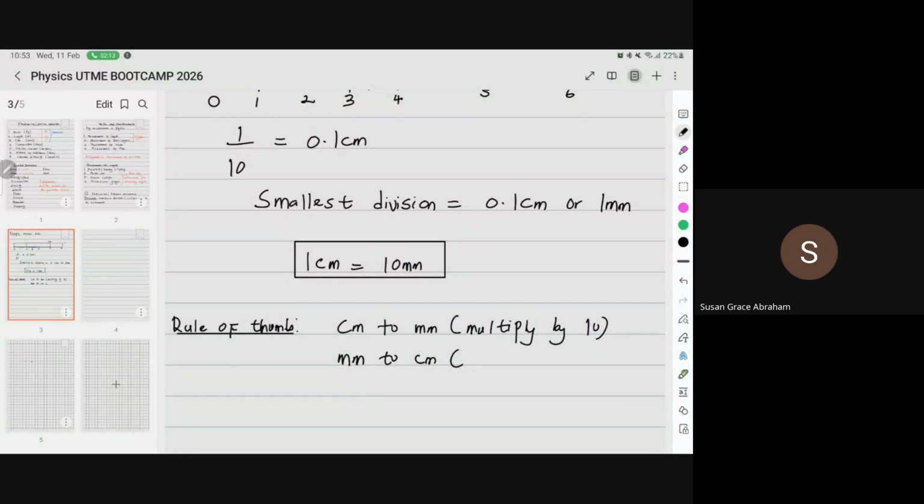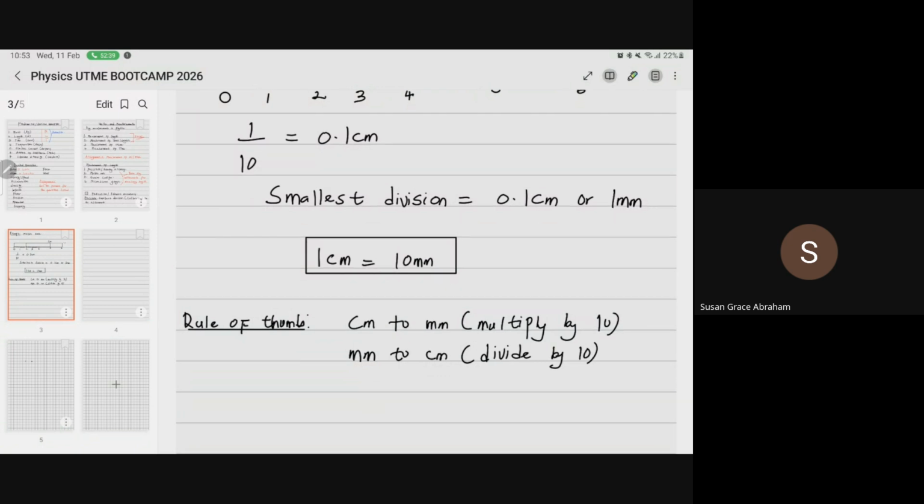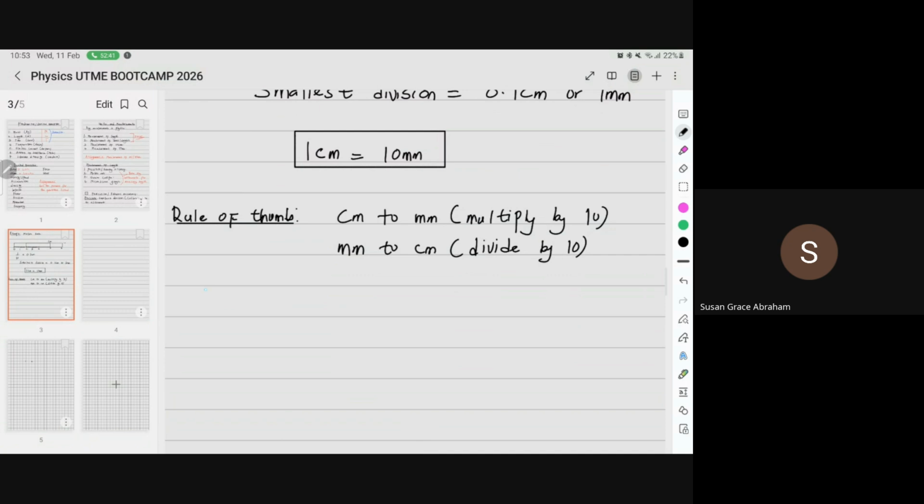And that rule of thumb someone taught me back then is that if you are converting from something that is small to something that is big, you divide by the conversion factor. I repeat, if you are converting from something that is small to something that is big, you divide by the conversion factor. Example, if I want to convert millimeter, which is smaller than centimeter, the conversion factor is what you have here, 10. But from centimeter to millimeter, I'm going to multiply. Is that okay?